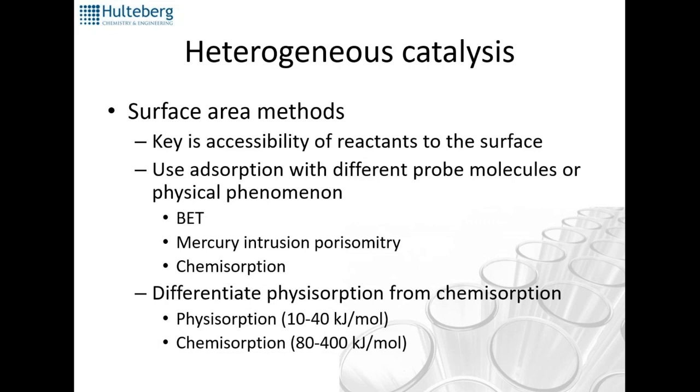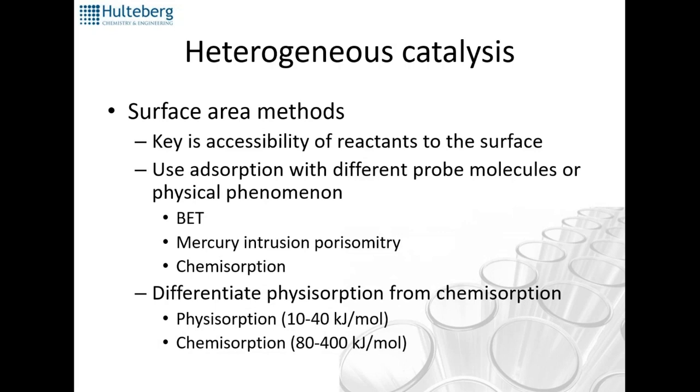And we use adsorption with different probe molecules, or indeed we rely on physical phenomena. So we do physisorption with nitrogen, which is called the BET method. We can also use mercury intrusion porosimetry to understand the macro and mesoporosity of the material. And we do use chemisorption, where we're sending different probe molecules. It can be ammonia for acid sites or CO2 for basic sites, just to understand more of the surface that we're working with. We differentiate physisorption from chemisorption. And then we can do this either under steady state conditions.